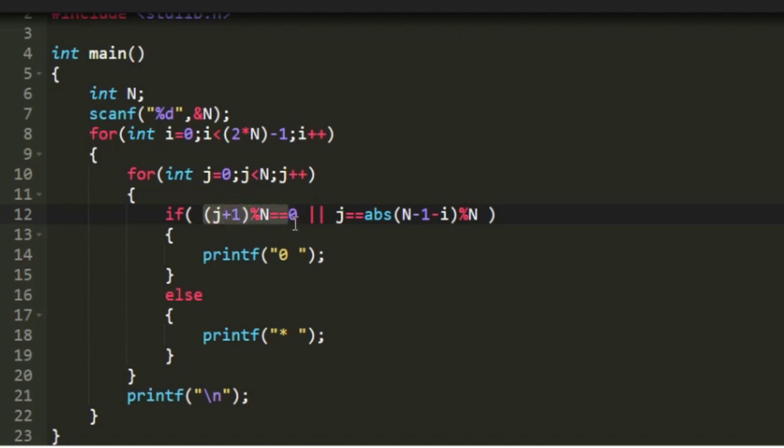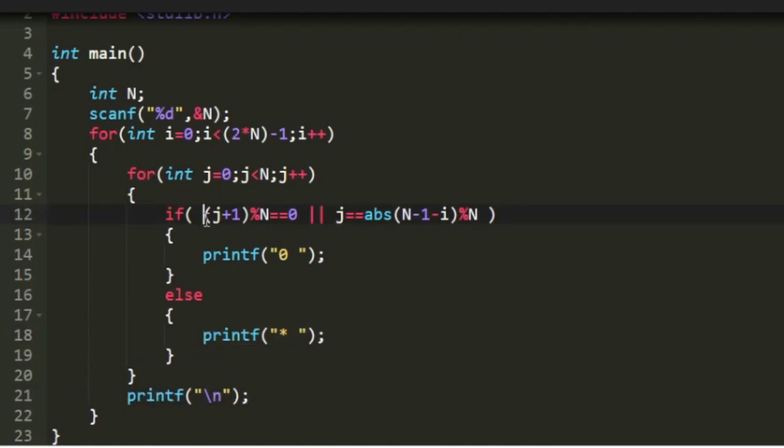In every iteration of this nested for loop, if the value of j plus 1 mod n is equal to 0, or j is equal to the absolute difference of n minus 1 minus i mod n, we will be printing 0, or else we will be printing an asterisk, and in every iteration of the i loop we will be printing a new line. So we will be able to print our pattern.